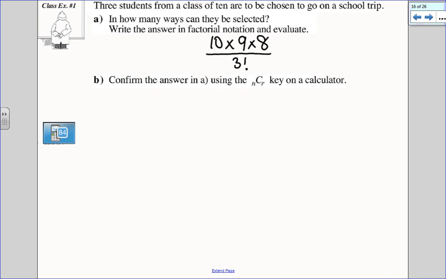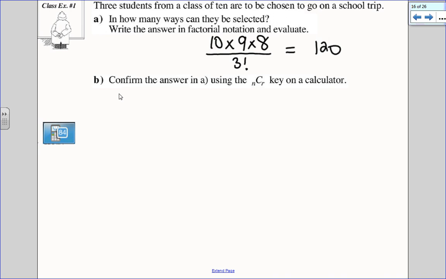And the 3 factorial is the ways of choosing those 3 students. Okay, so I can enter that into my calculator, and in doing so I would get 120. Okay, we've done lots of those before. This is new though, dividing by the 3 factorial.